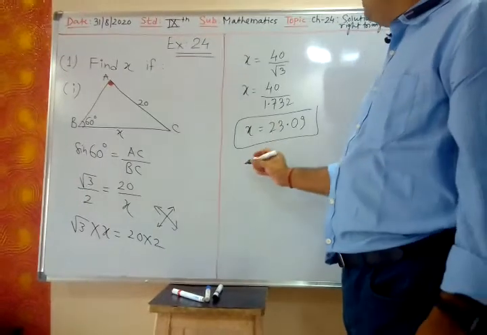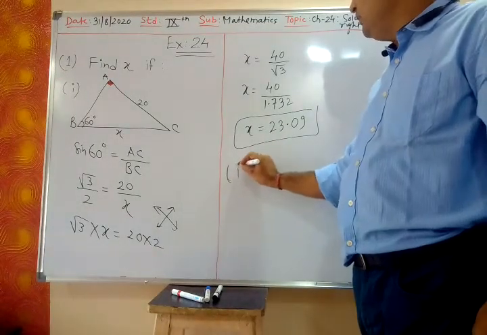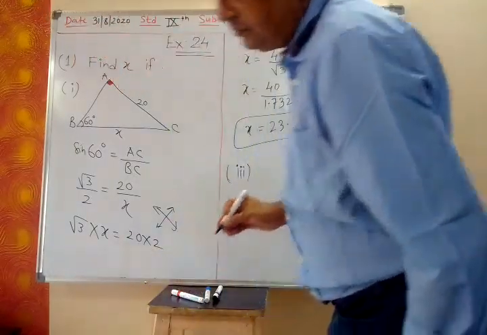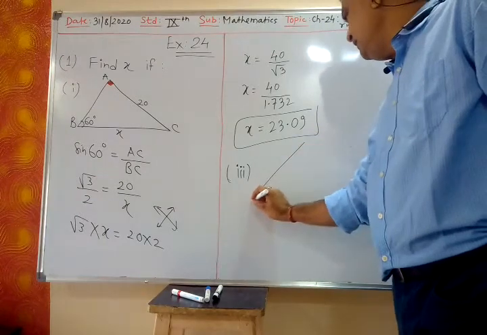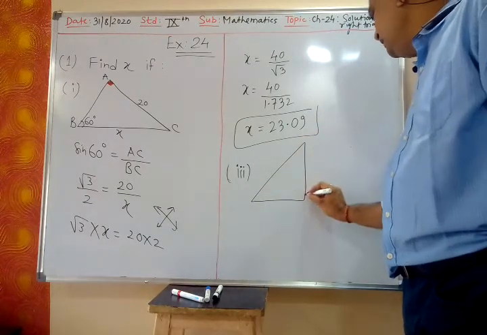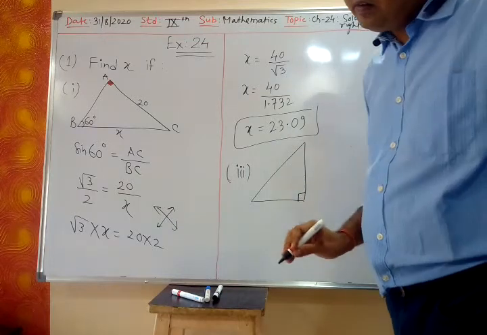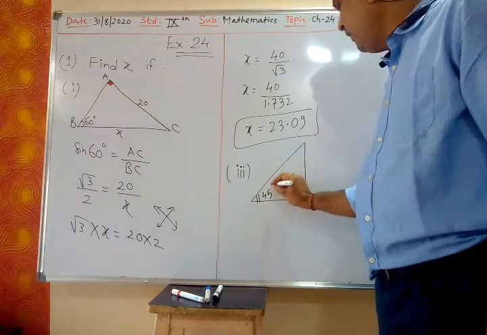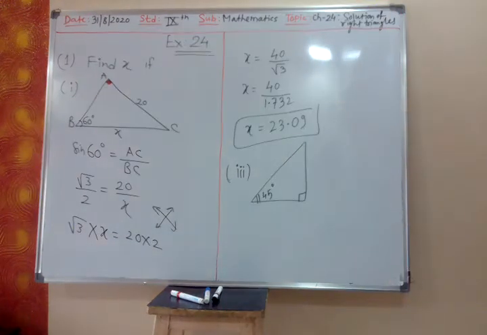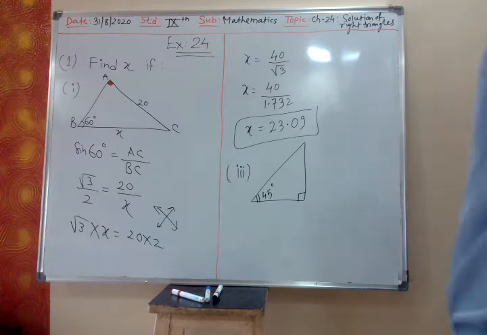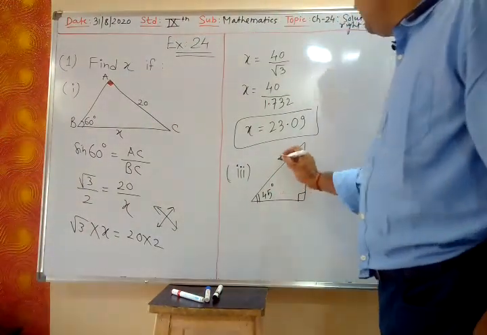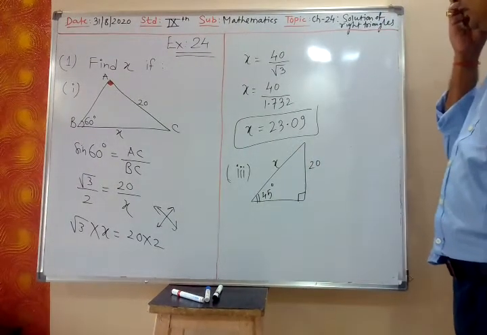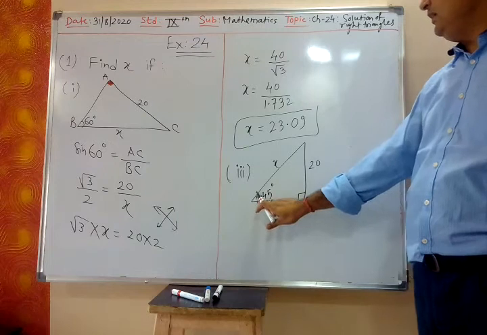Let me give the second as homework, and let me solve the third one. You have to see the reference angle properly. This is my 90 degrees. This is my 45 degrees. This is x and this is 20. So now you see the reference angle, this is my reference angle, 45 degrees.